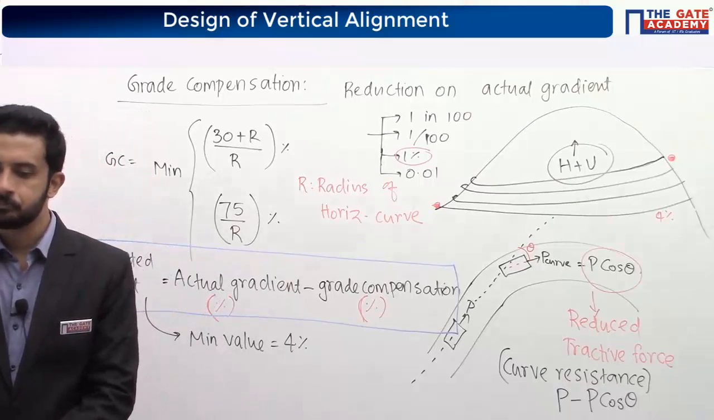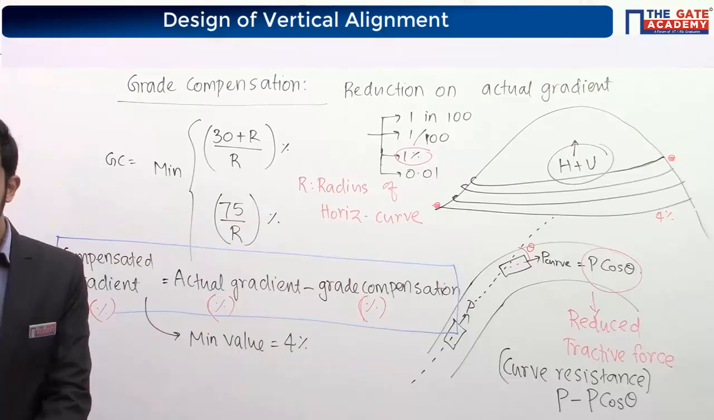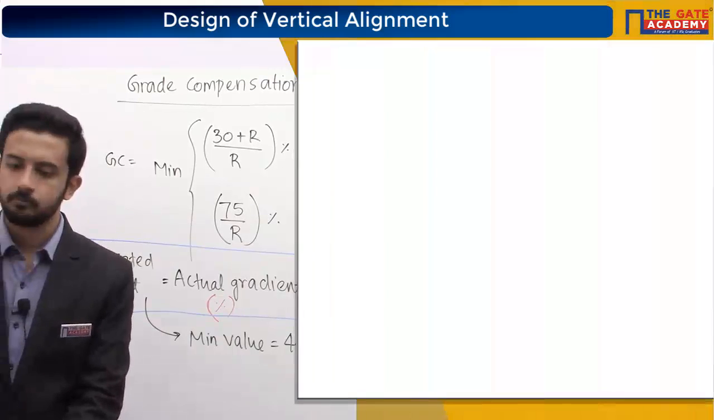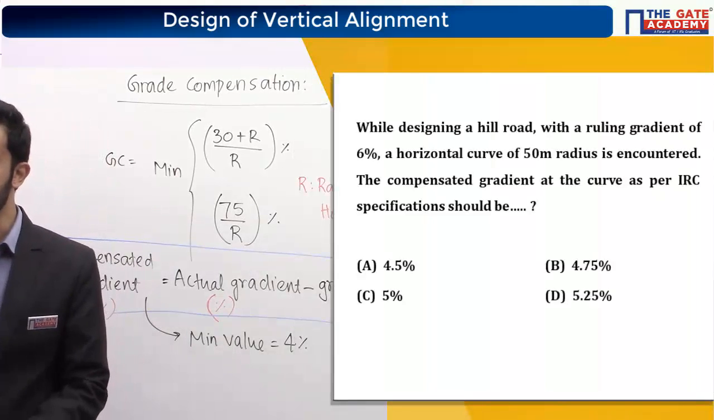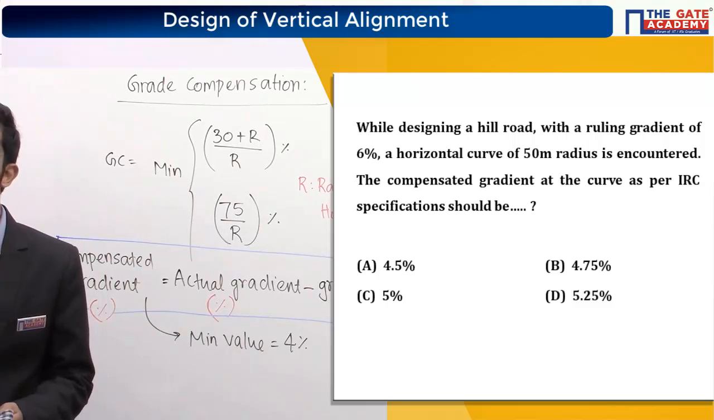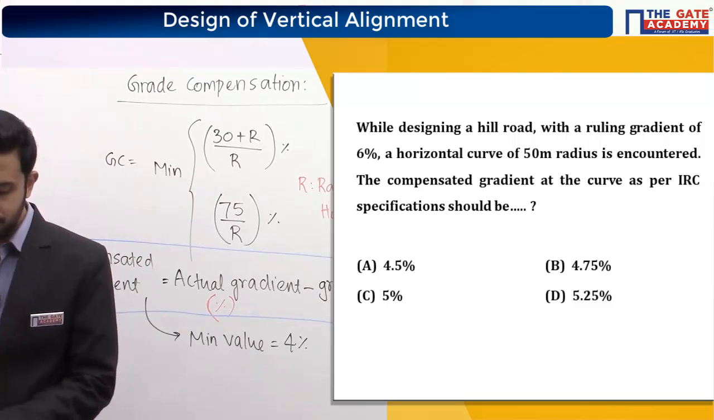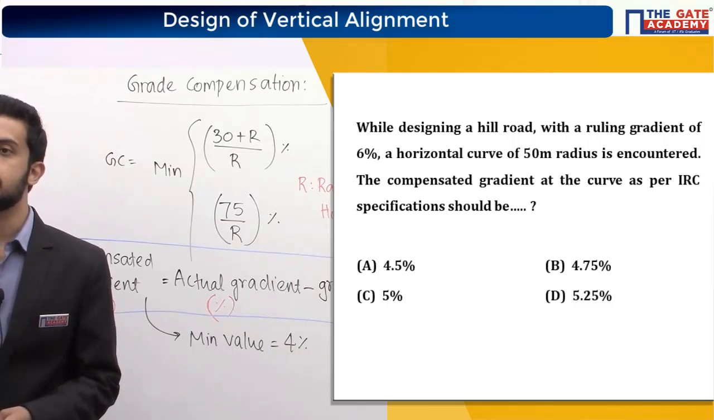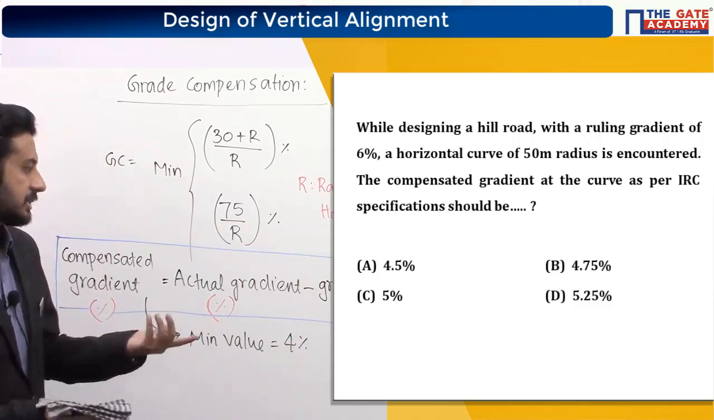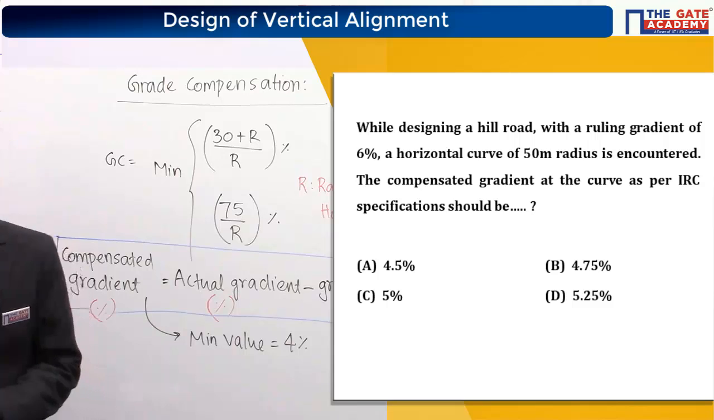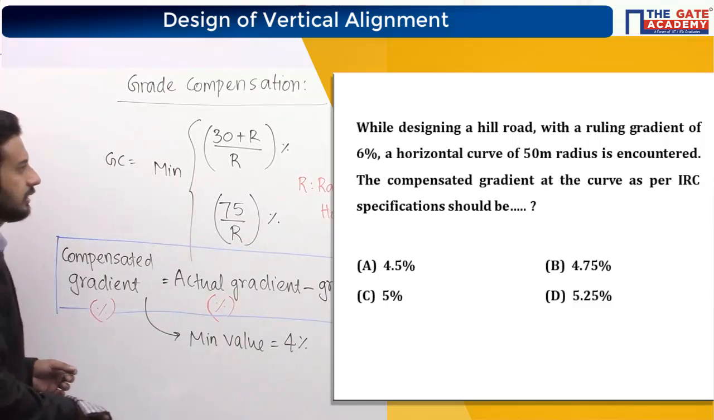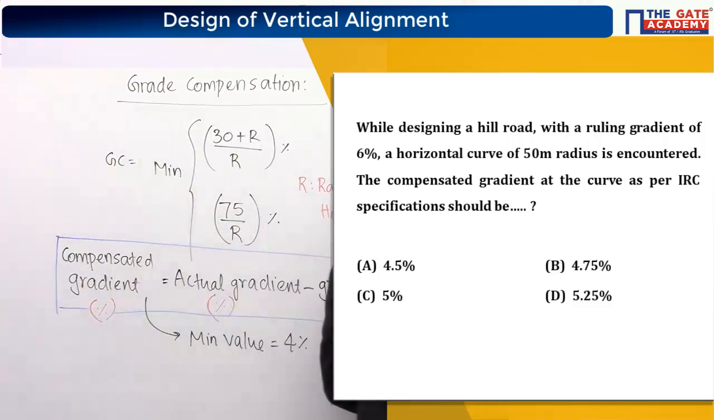Grade compensation. Take the question. While designing a hill road with a rolling gradient of 6%. While I am explaining, don't try to do it because sometimes you may miss some point. Okay, you'll get the time. I may be explaining a lot of things.